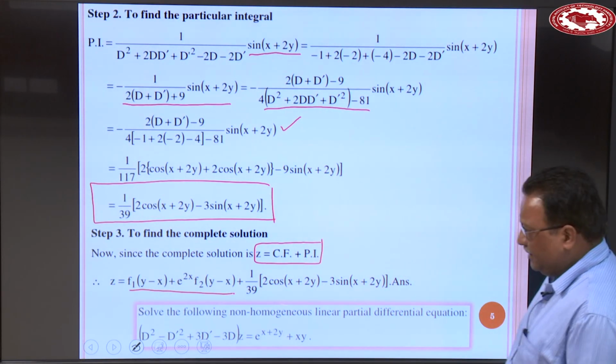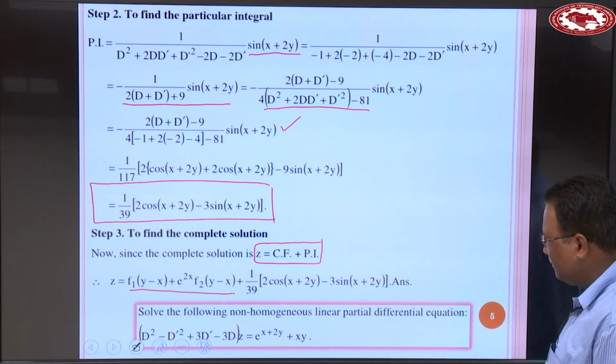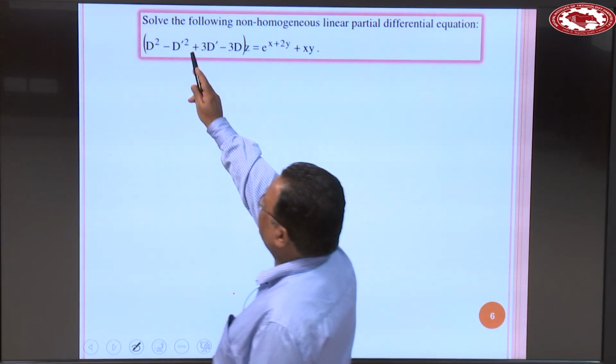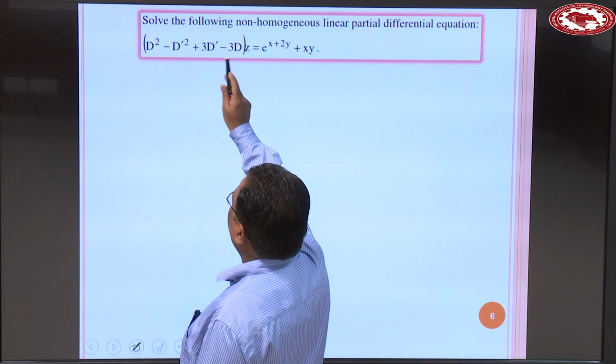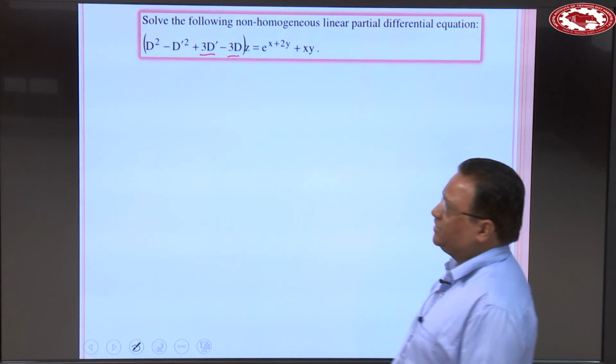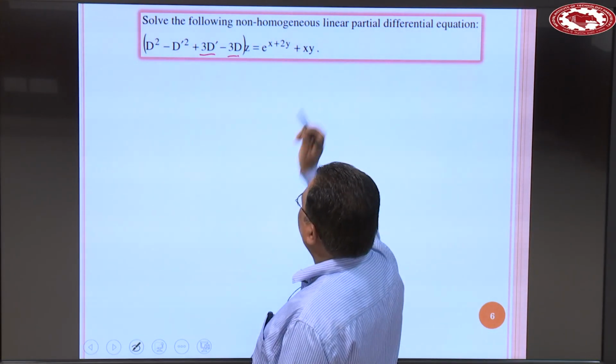On the same line, calculate the solution of this non-homogeneous linear partial differential equation, and that one is D square minus D' square plus 3D' minus 3D. Due to the presence of these two terms, this equation is non-homogeneous. Clear? And the right side is e raised to power x plus 2y plus xy.